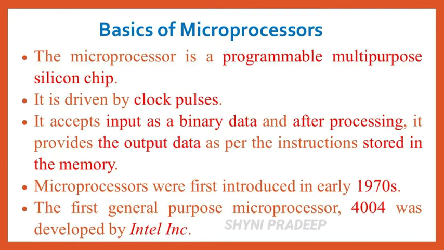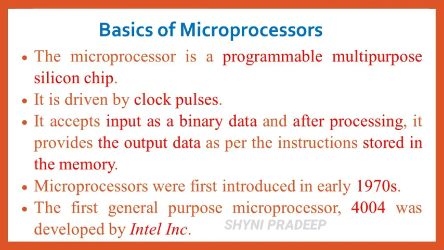What is microprocessor? This microprocessor is a programmable multi-purpose silicon chip. It is driven by clock pulses. It accepts input as binary data and after processing it provides the output data as per the instructions. And finally the output will be stored in the memory.